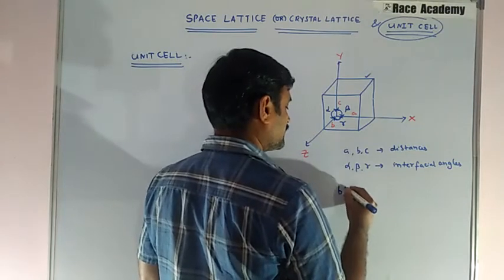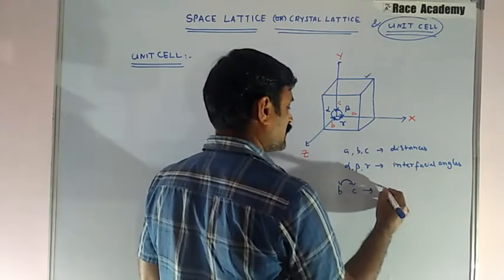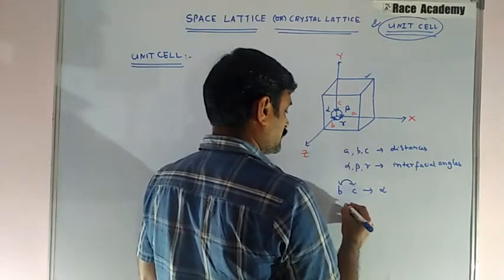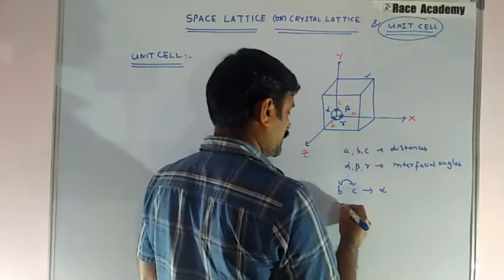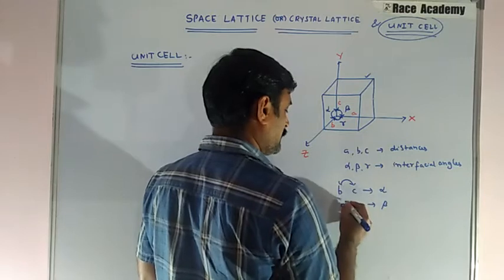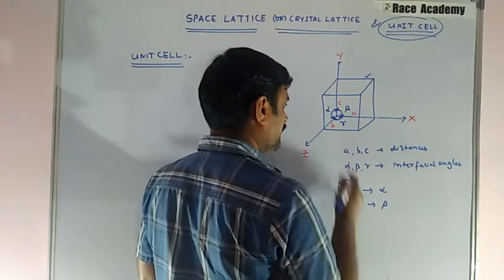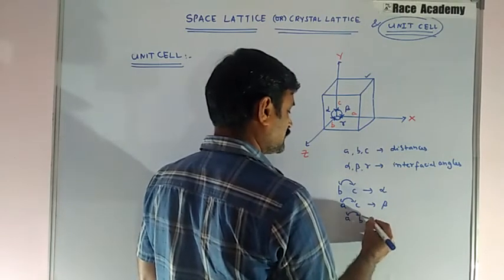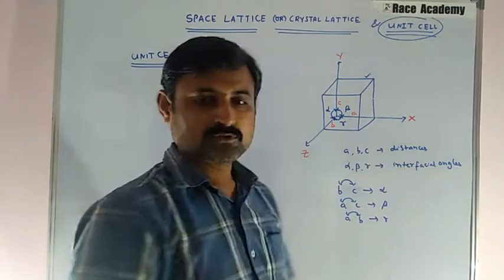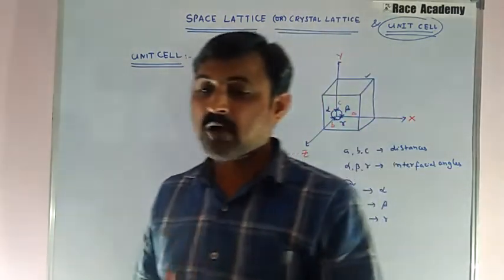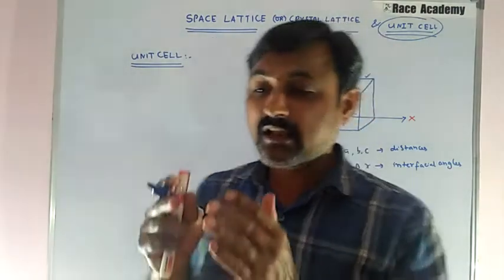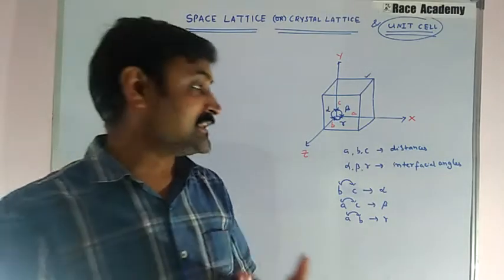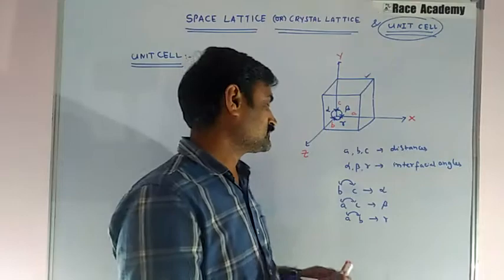is nothing but alpha. Angle between A and C is nothing but beta. Angle between A and B is nothing but gamma. So these alpha, beta, gamma are said to be interfacial angles, and these are nothing but the angles between the crystallographic axes.